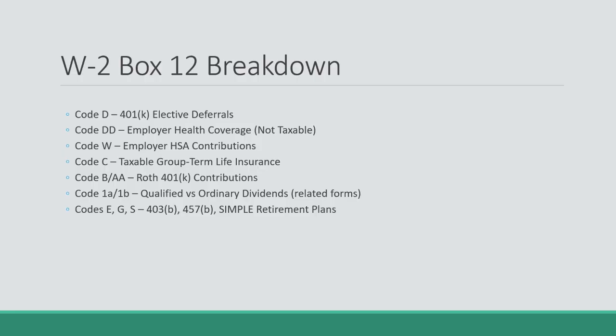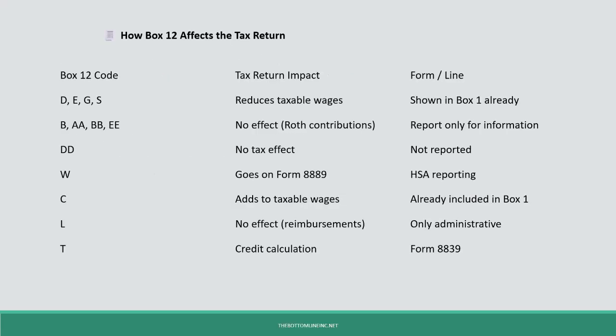So code 1A and B is qualified or ordinary dividends. If a business has dividends, you may receive them. And then if you're involved in a simple retirement plan, those are code E, G, and S, 403B, 457B, and a simple retirement. So when we look at all these codes, and this is in box 12 of that W-2.